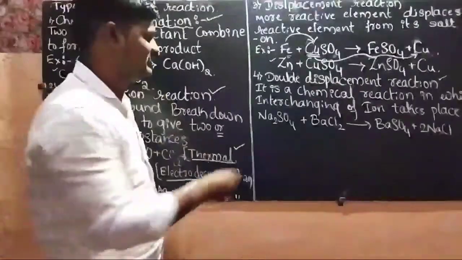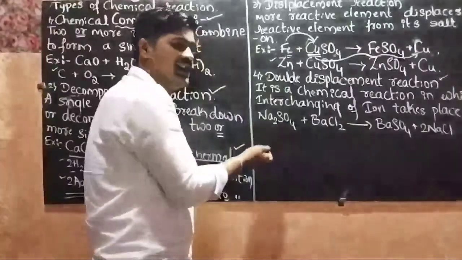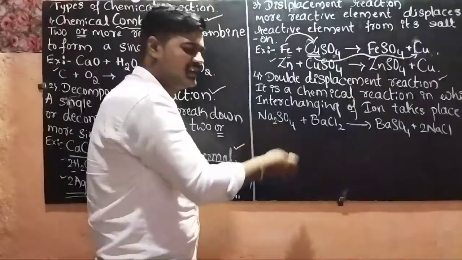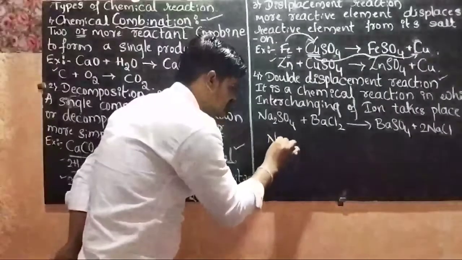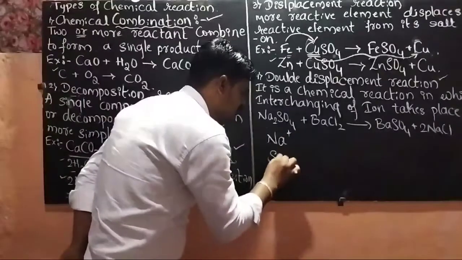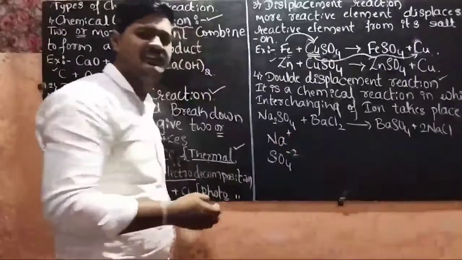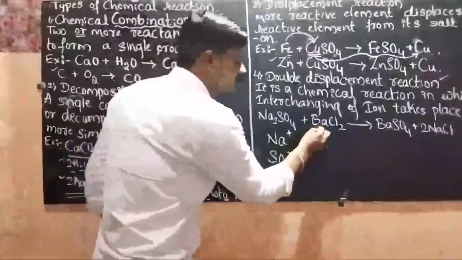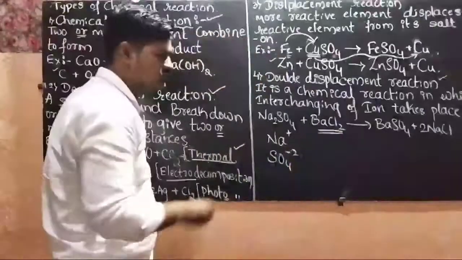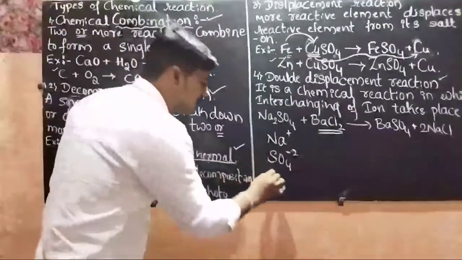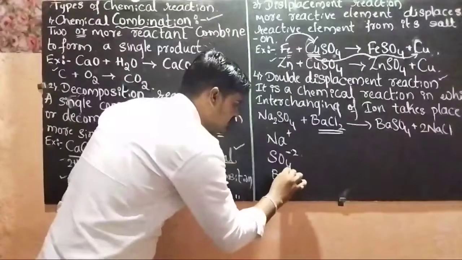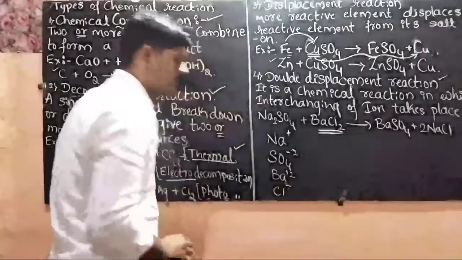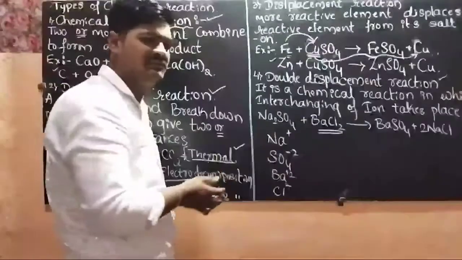Let's consider the ions present in this reaction. Already you have learned that the ions present in sodium sulfate are Na plus and SO4 minus 2. These are the ions present in sodium sulfate. And here barium chloride is there. The ions present in barium chloride are Ba plus 2 and Cl minus. These are the ions present in barium chloride.